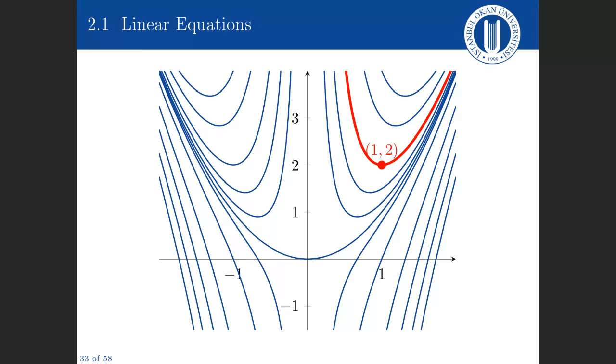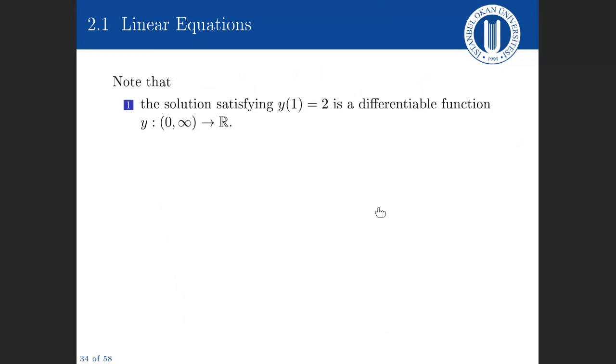This red curve is our solution. Remember, the initial condition was y(1) = 2, so we must be passing through the point where t is 1 and y is 2. All of these blue curves are also solutions to the differential equation, but only the red curve satisfies the initial condition. So only the red curve is the solution to the initial value problem.